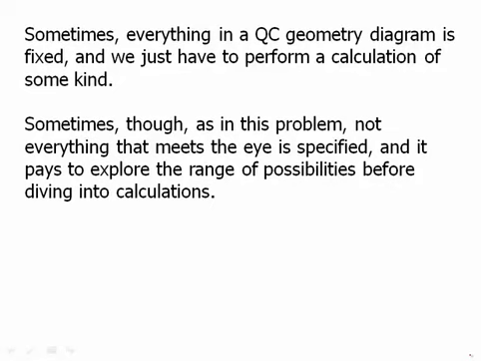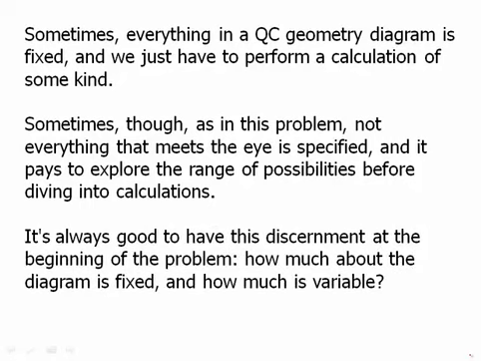In other words, it looked like the 6 was the hypotenuse of a right triangle. It looked like that, and many people would make that assumption and even do calculations based on that. They would just assume because it looks like a right angle, it is a right angle. And that's what would lead many people astray. It pays to explore the range of possibilities before diving into calculations.